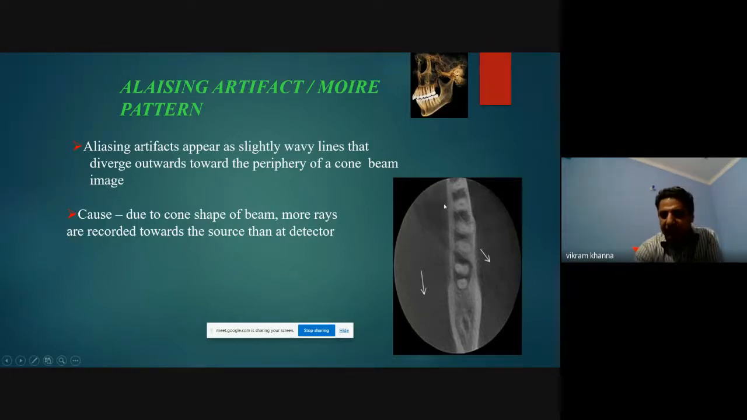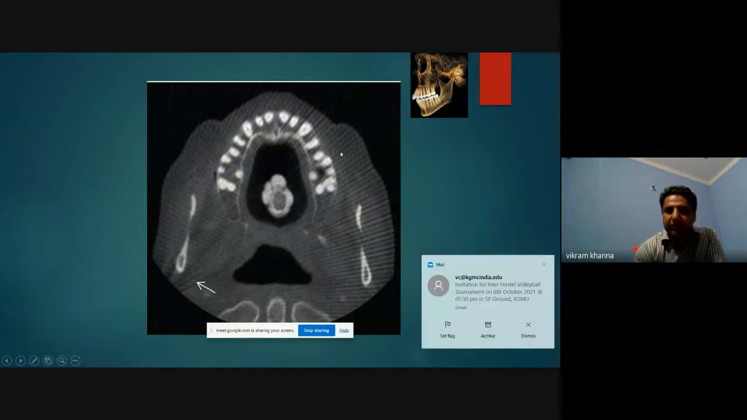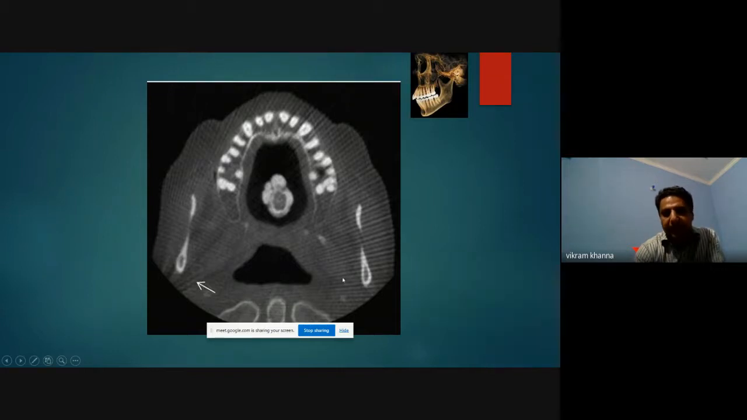Because you can't see here, the patient must be having a radiation source from this side and the Moiré pattern on this side. Again, this is a Moiré pattern. You can see the accentuation of the Moiré pattern on the periphery of this, whereas this area is not that much affected by the streaking.